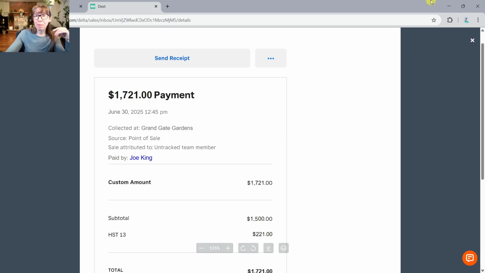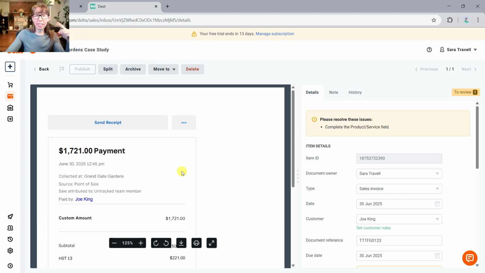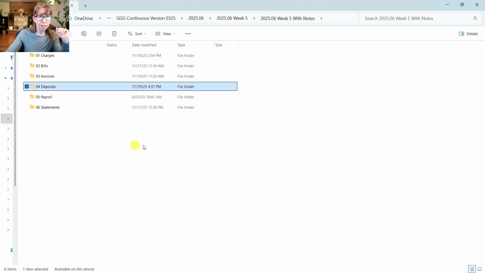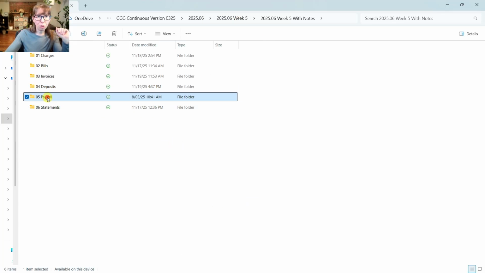So all that being said, there is nothing that we need to do right now with this specific document. But when we do our Square clearing reconciliation at the end of the month, when we get the Square sales summary in the statements folder, we'll need to come back and take a look at this in order to finish our Square clearing reconciliation. So that is it for our deposits for June week number 5. Next, let's move on to payroll.